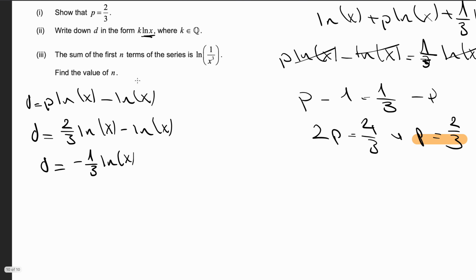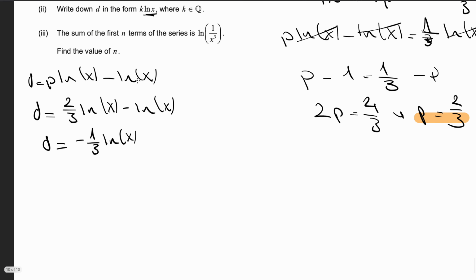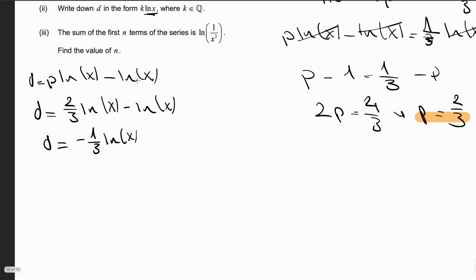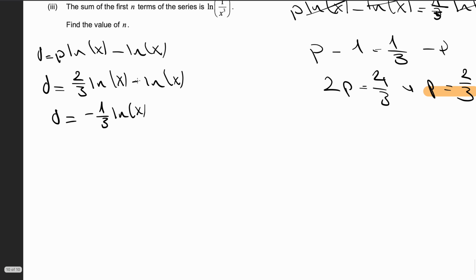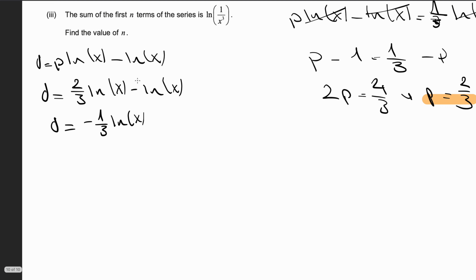Now part 3, the sum of the first n terms of the series is ln of 1 over x cubed. Find the value of n. This is such a lovely question. It's a bit mind-boggling at first, but once you solve it, astonishing.